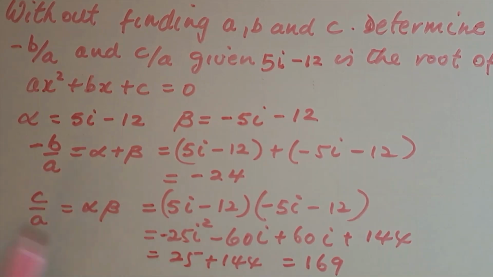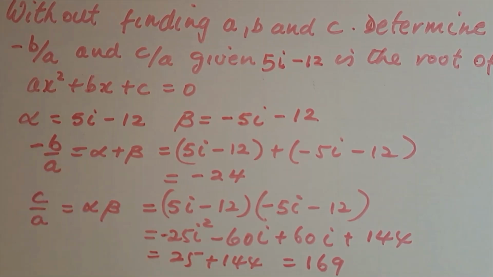So without doing any calculations, we can figure out what the relationship of these roots are, which is described as minus b over a and c over a. And that's alpha add beta and alpha times beta respectively.